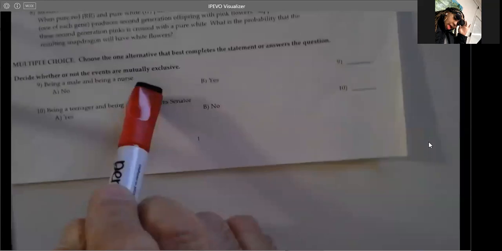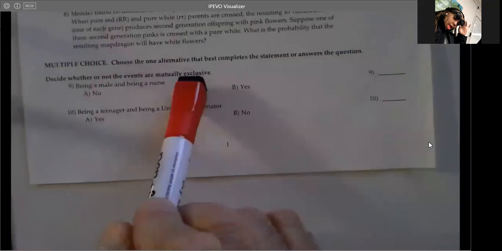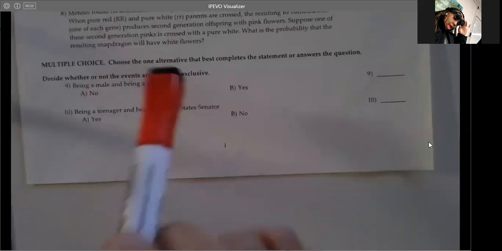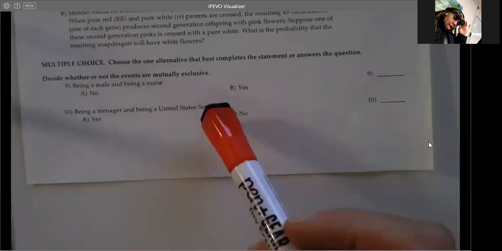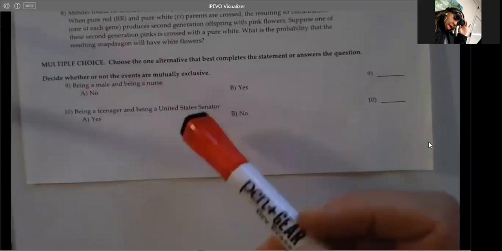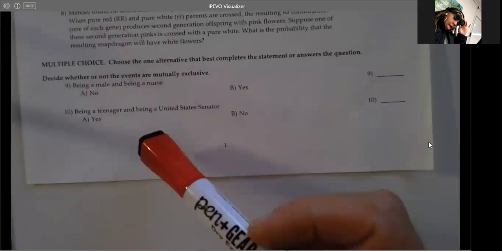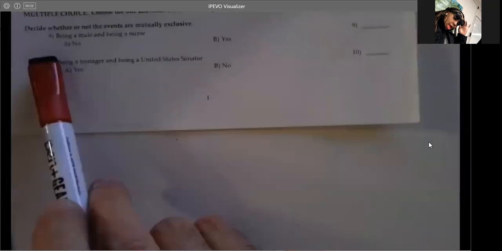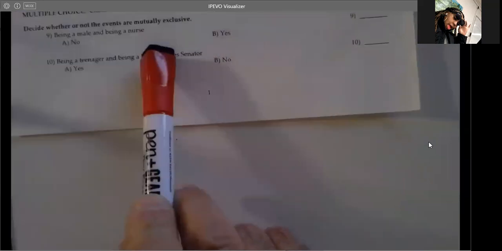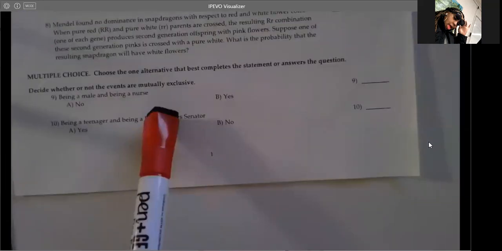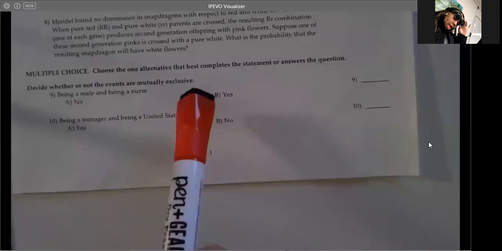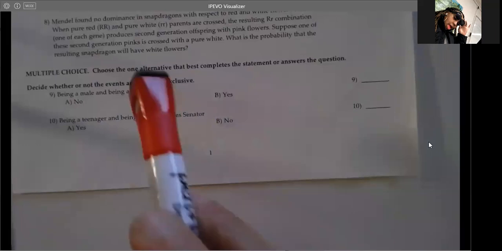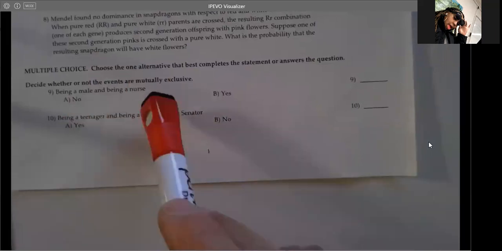Now, let's go back to 9 and 10 for a minute. Decide whether or not the events are mutually exclusive. Mutually exclusive means there's nothing in common between the two events. In other words, you don't have anything where there's an overlap. For example, being a male and being a nurse. Well, is there such a thing as being a male nurse? Yeah, you can be a male nurse, right?